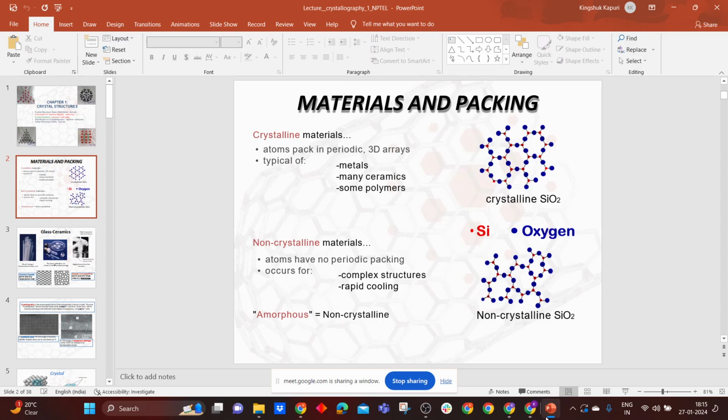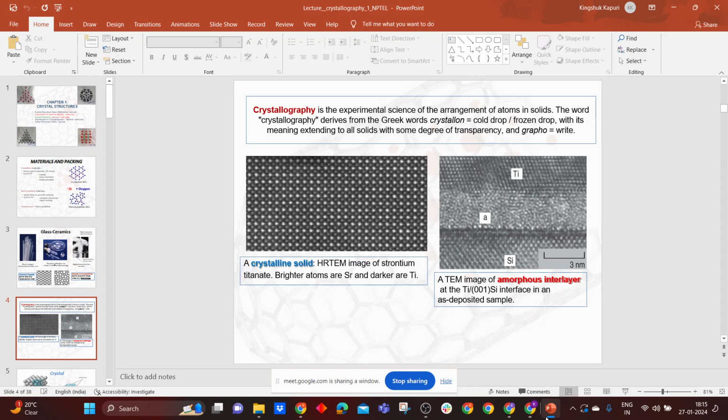Now, we have also come across the term amorphous. Amorphous is actually non-crystalline in nature. Now, in experimental science or the arrangement of atoms in solids, we have come across the term crystallography, right? You have a course, I think, that is crystallography and mineralogy. The term crystallography has been derived from the Greek word crystallon, meaning cold or frozen drop, with its meaning extending to all solids with some degree of transparency, and grapho means write.